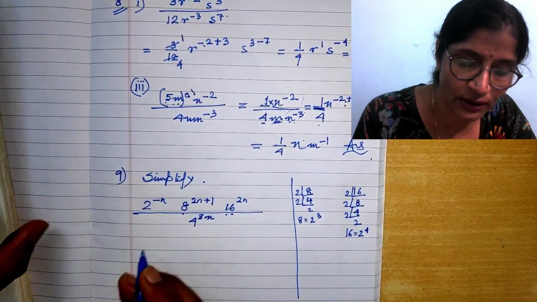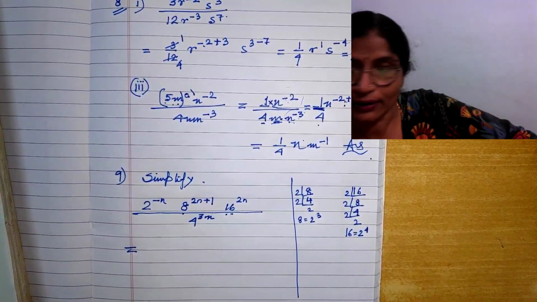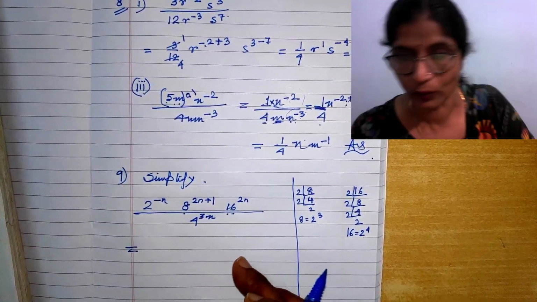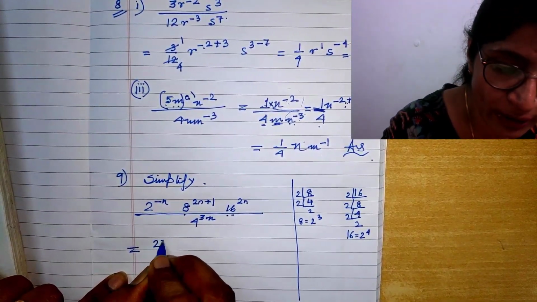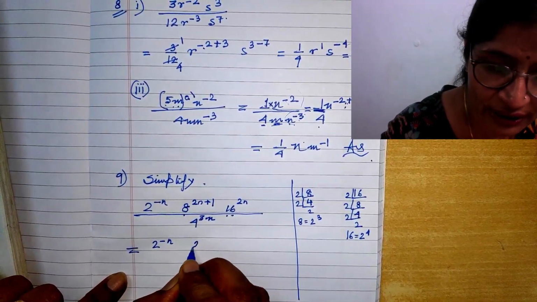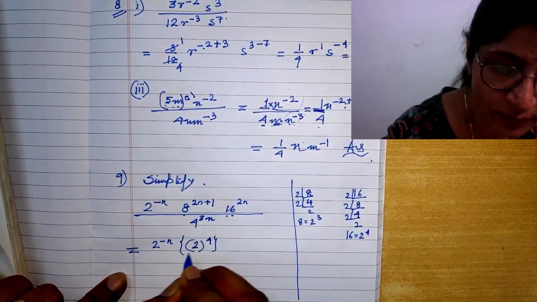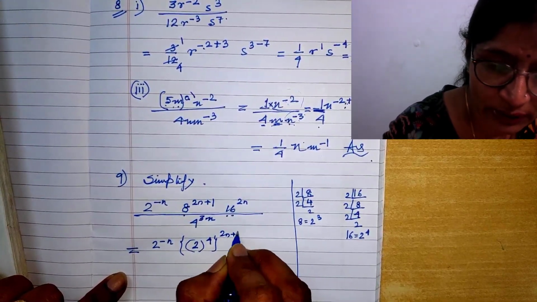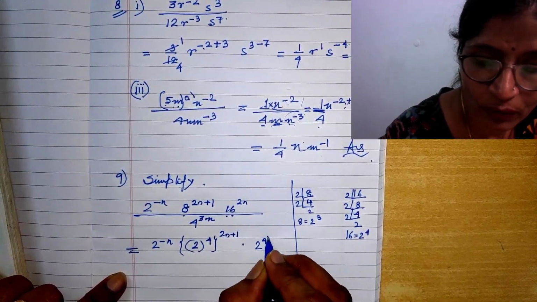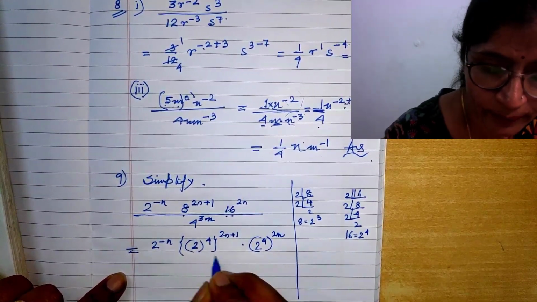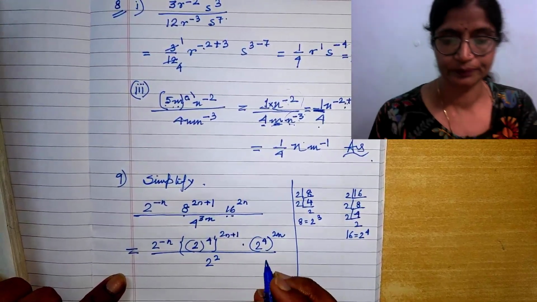Okay. So in this sum, I will convert all 8, 16 and 4 in terms of the power of 2. Convert it in terms of the power of 2. So it is 2 to the power minus n, and instead of 8, I will write 2 to the power 3, to the power 2n plus 1, into, 16 is 2 to the power 4 whole to the power 2n, and instead of 4 I will write 2 to the power 2.